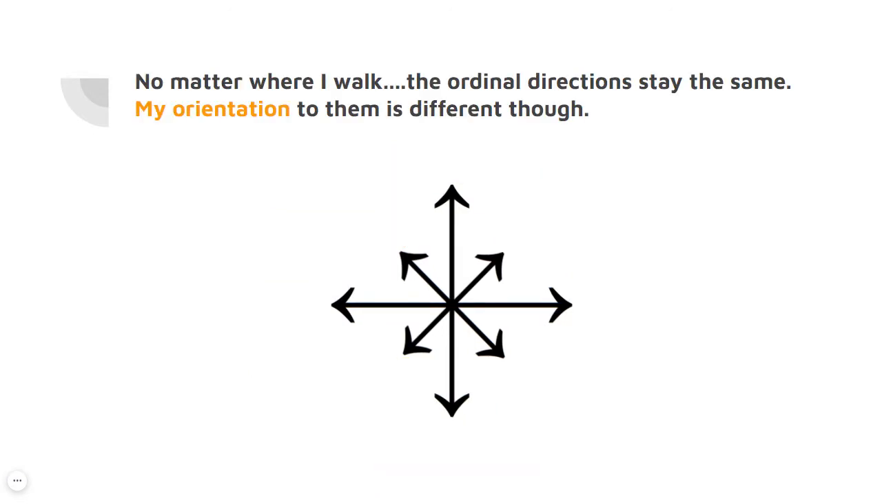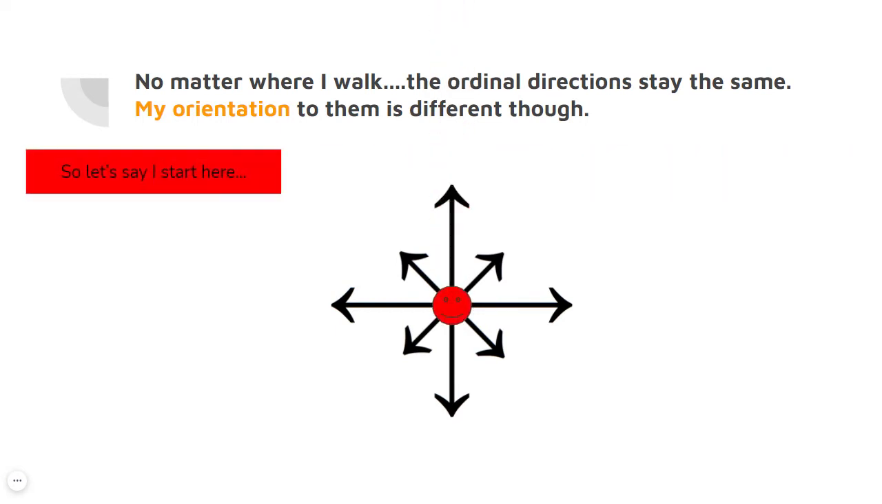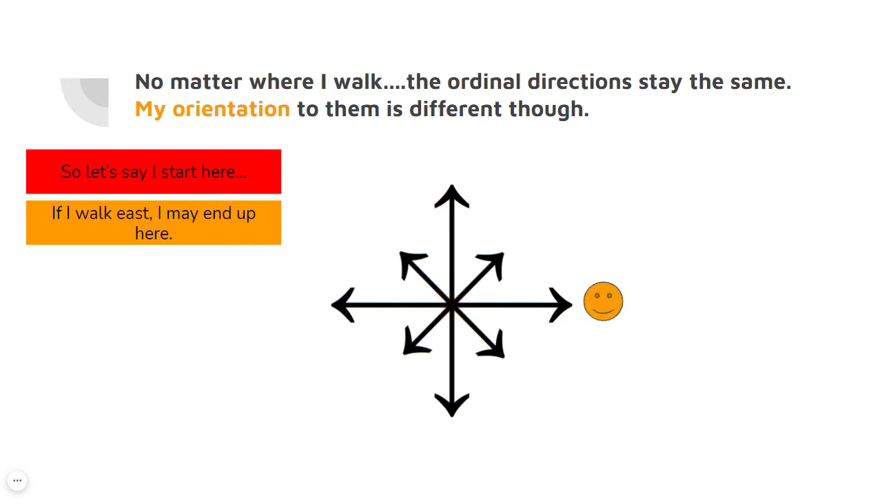No matter where I walk, the ordinal directions, that's north, south, east, and west, stay the same for me. My orientation to them, though, may be different. Here's what I mean by that. Let's say I start here, right in the middle of my compass, and I want to go east. If I walk east, I'm going to end up here, because east is that direction.